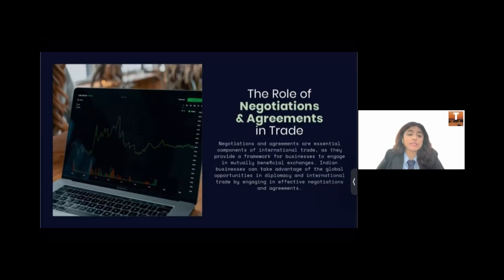And also providing sustainability plans, and also stability, predictability, because this stability actually promotes confidence among the traders, and it also encourages investment and facilitates long-term planning and business decision making.